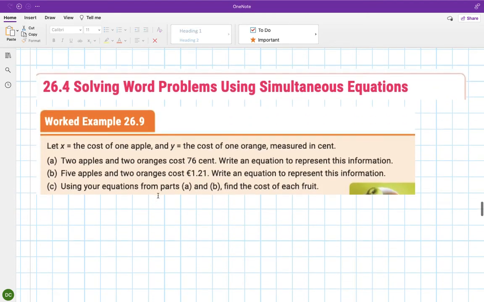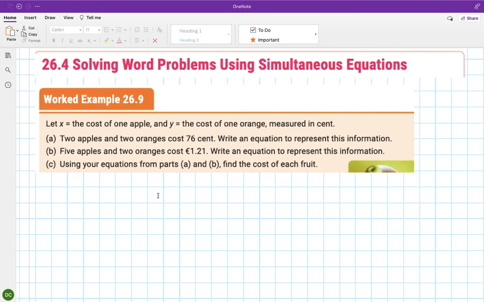Simultaneous equations, you have to be able to do word problems. So that's what we're going to do now.